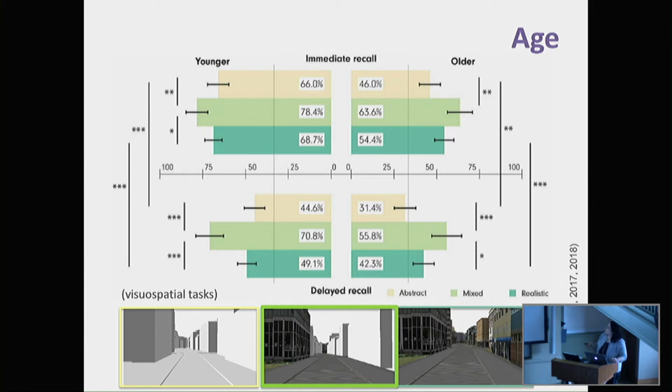So this is just to show that age matters. Obviously visualization design matters too, it shows more than one thing, but we have a considerable difference between older and younger people.